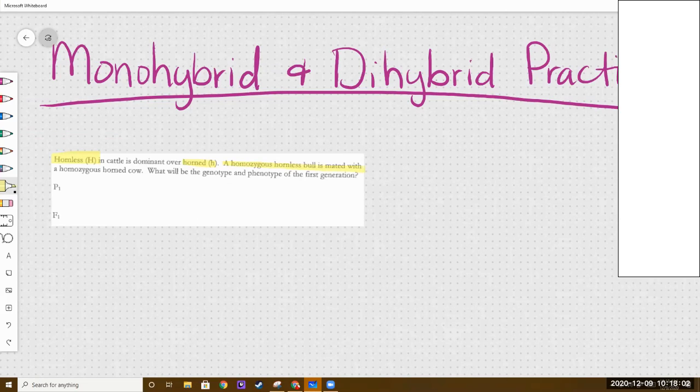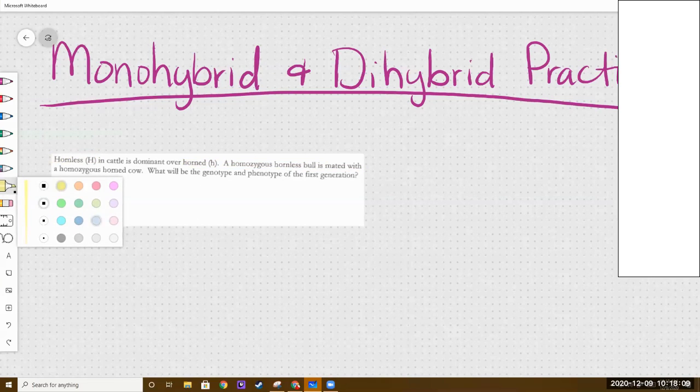Actually, you know what? Let me not highlight in yellow because that's a little hard to see. I think they have a... it's too light blue.